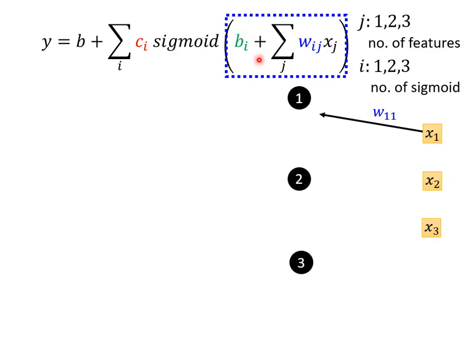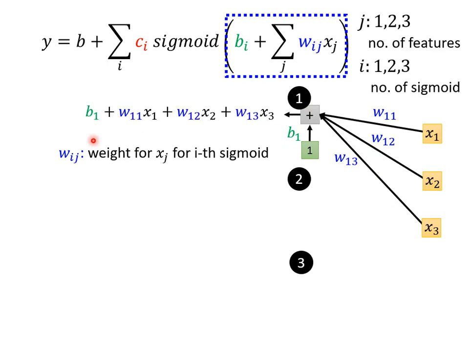The first case, with sigmoid i equal to 1, is to multiply x1 by a weight called w11, x2 multiplied by another weight called w12, and x3 multiplied by a weight called w13. Add it all up, and don't forget to add another b. Then the formula obtained is like this. Here we use wij to represent the weight that the jth feature is multiplied by in the ith sigmoid. The first feature is multiplied by w11, the second feature by w12, the third feature by w13.